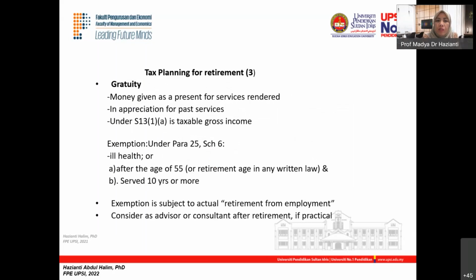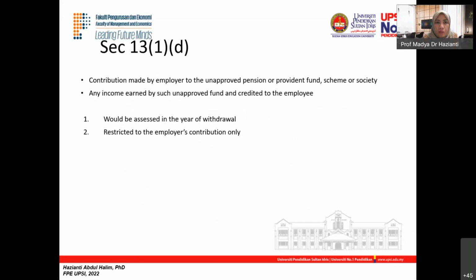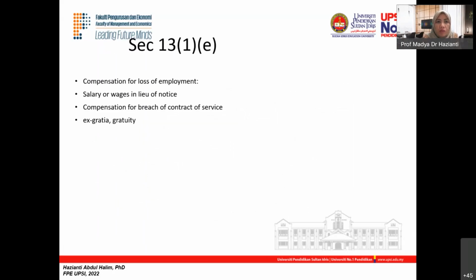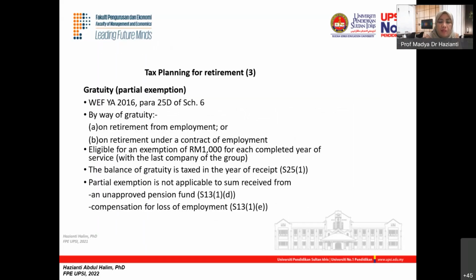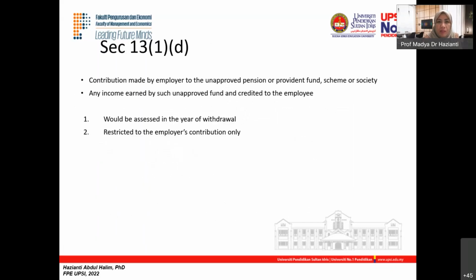Alright, so for retirement, this is the tax planning again for gratuity. Sekejap, I think kita boleh pergi dekat section GE dulu kot. Then we go back to this part. Dan ni saya simpan. Patutnya slide ni duduk after ni.